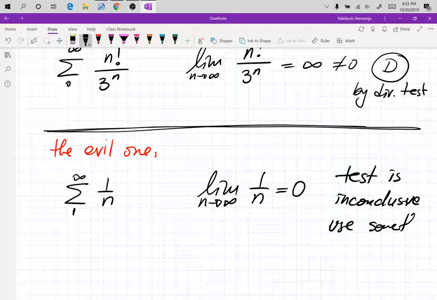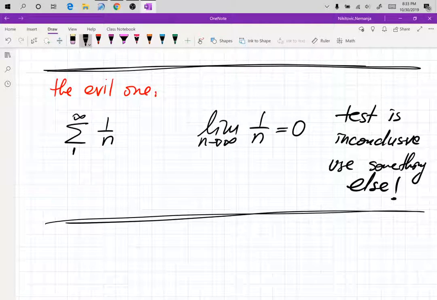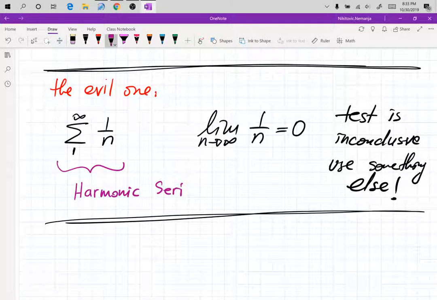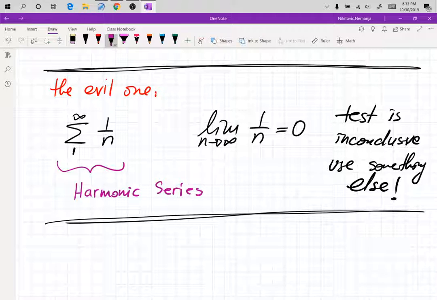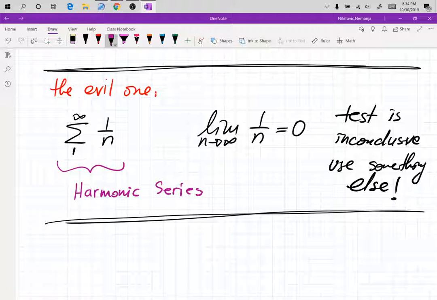Use something else. And that something else is going to be integral test on Monday. Okay? This one over here is called harmonic series. We will discover that it's divergent, but this test did not detect that. It has a special name because it's used a lot, and it does a lot for our application problems. It's called harmonic series, and it's divergent.